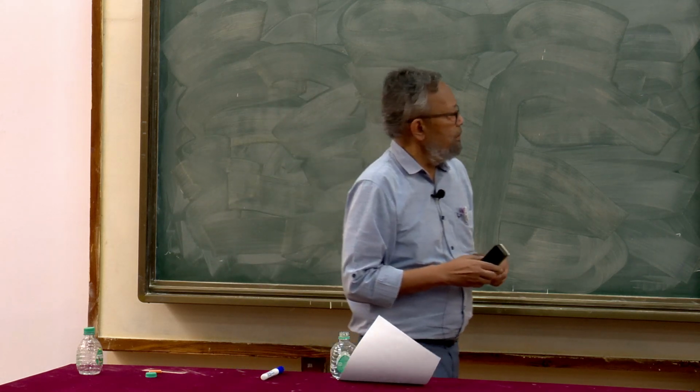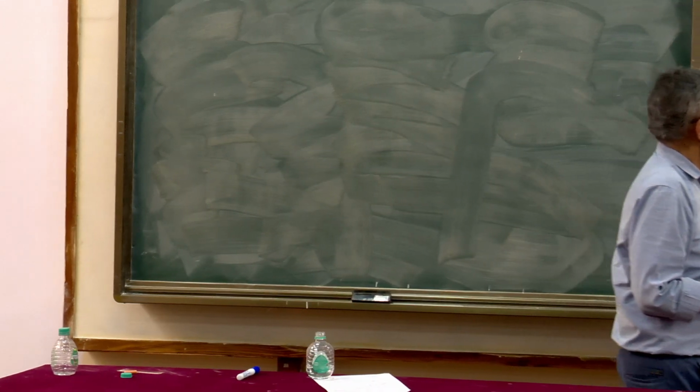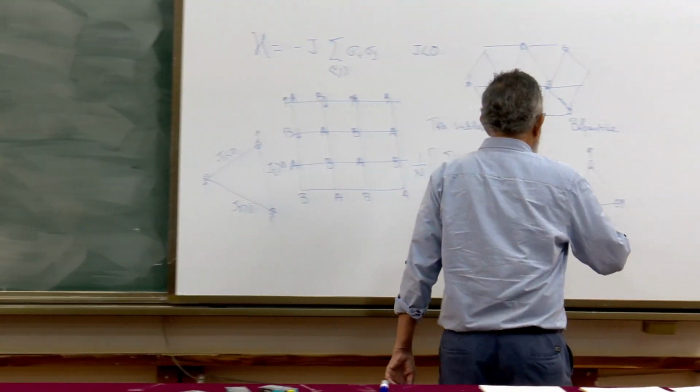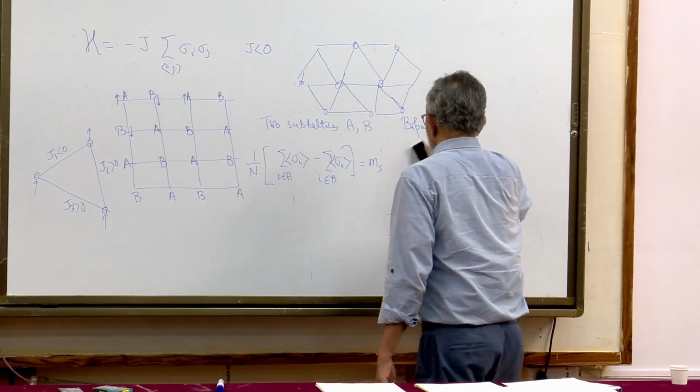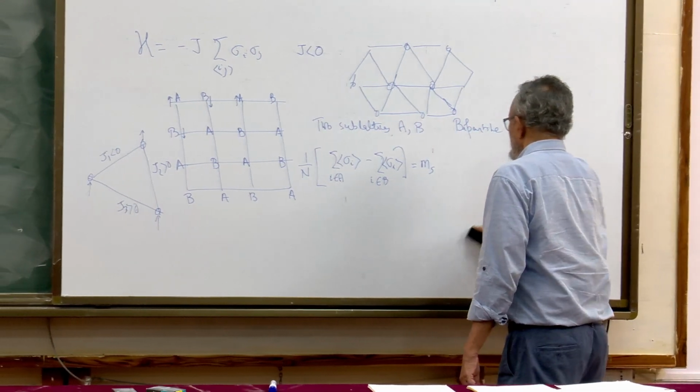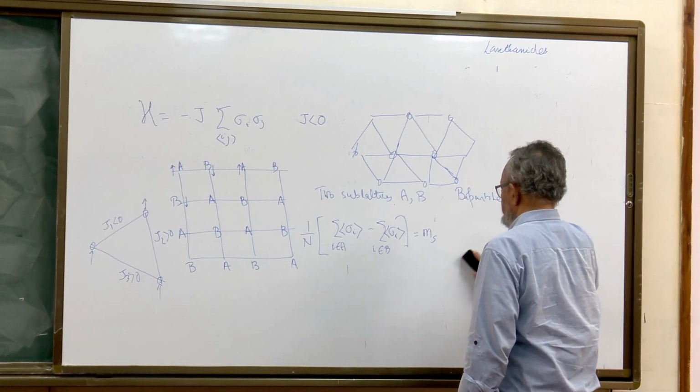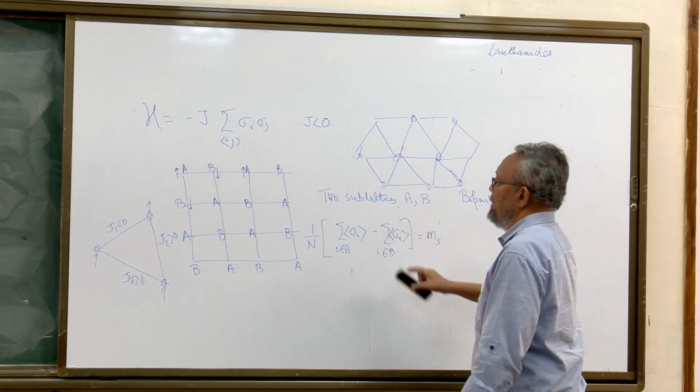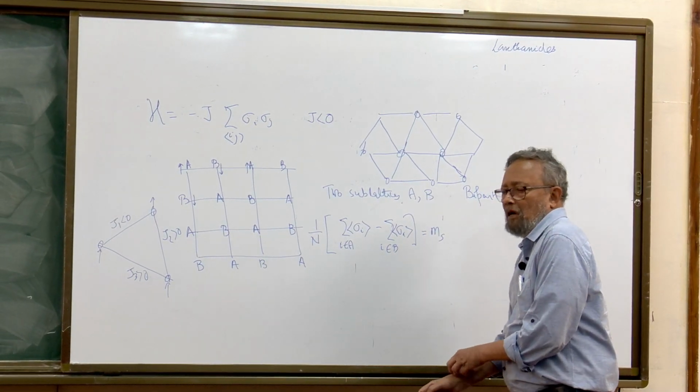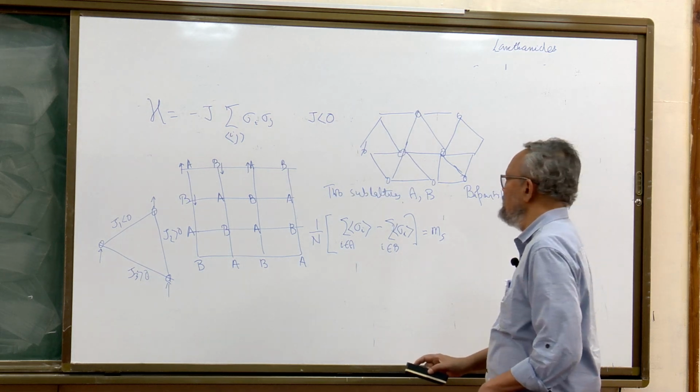So this is one way of looking at antiferromagnets, and whenever you have negative J, there are all these possibilities of having frustration and a large multiplicity of ground states.